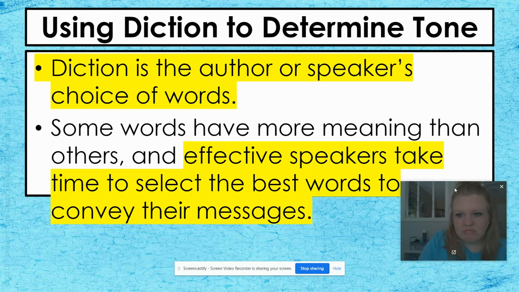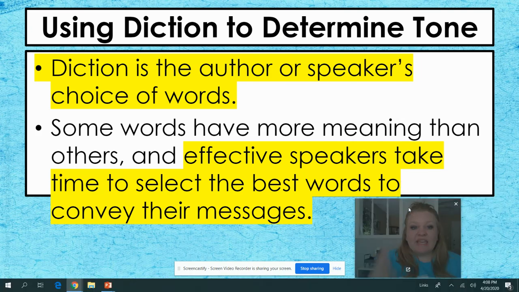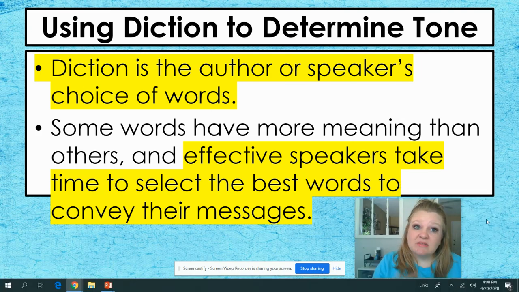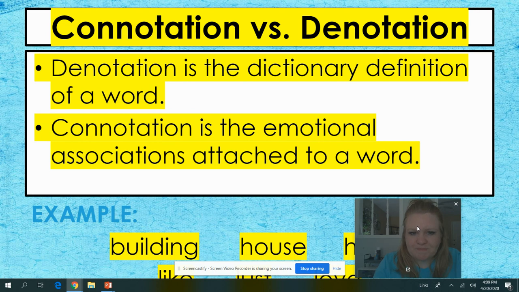Okay. Now, we can use diction, which is word choice, the words that the author decides to use in their speech, to determine the tone. So some words have more meaning than others, and effective speakers take the time to select the best words to convey their message. So when they write a speech or speak, they think about what kind of emotion they want to evoke. So they are very careful in choosing the right word.